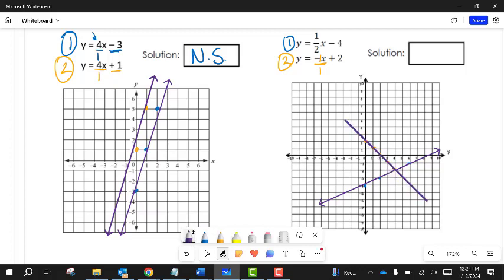Now we need to identify what that ordered pair is. So I'm going to count over. It looks like it is over 4, down 2. So my solution would be (4, -2).